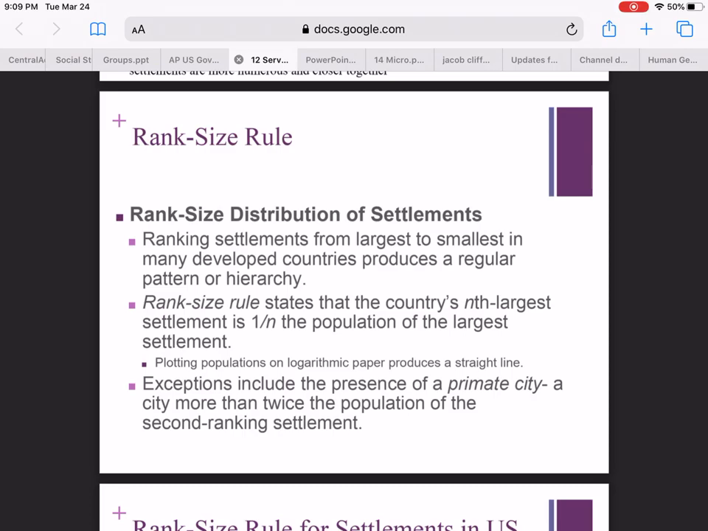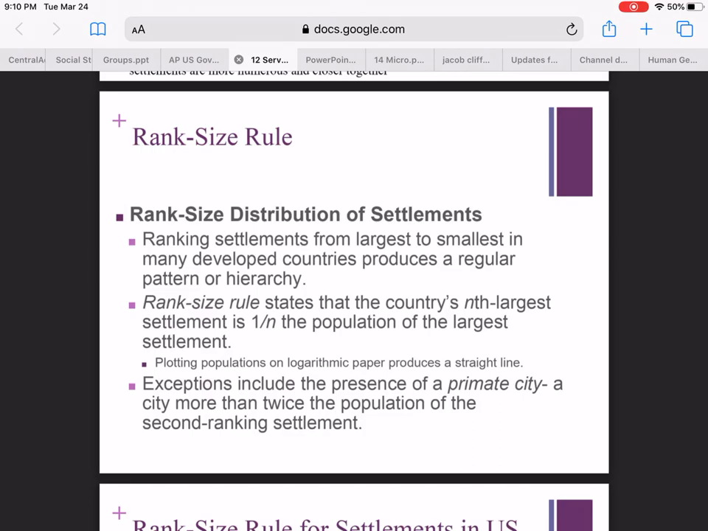Now, most developed countries utilize what we call the rank-size rule. And again, this does not fit perfectly, because this is kind of the idea of a model, but you can kind of see some patterns here. Now, the idea of the rank-size rule is that a country's nth biggest city, so second biggest city, third biggest city, and so on, has 1 over n the population of the largest city.